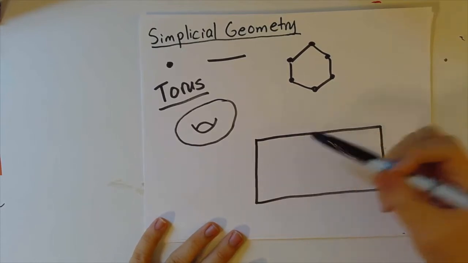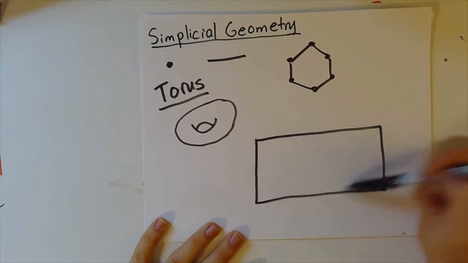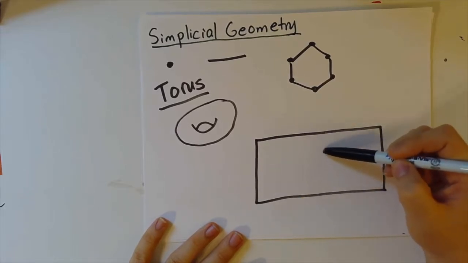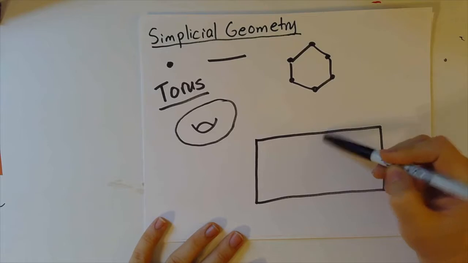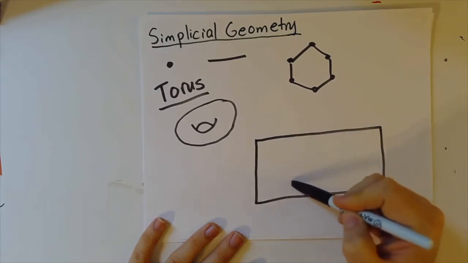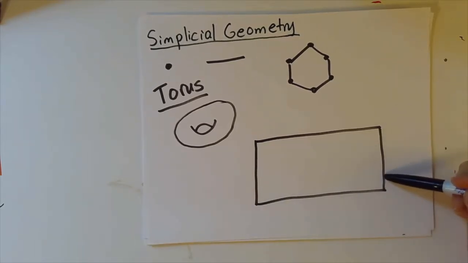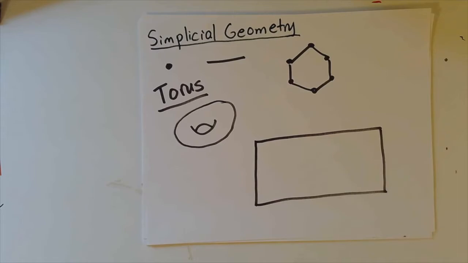So if you imagine that you're a little ant walking around on this rectangle, then you can walk north and north and north. But then when you get up here, you pop up in the same spot on the bottom, and then you walk over here, and then you pop in at the same place over on the right-hand side. Okay. Now, why is that a torus?